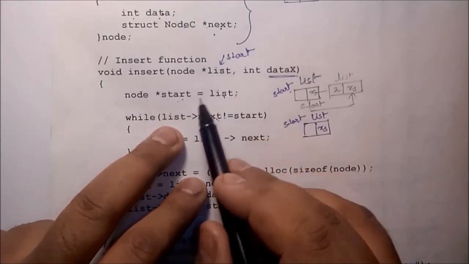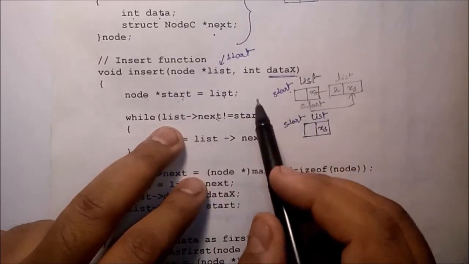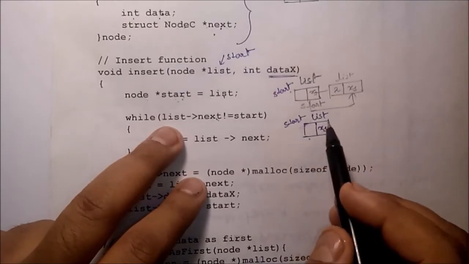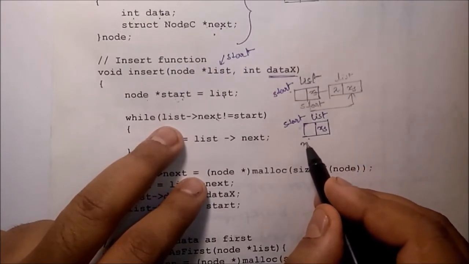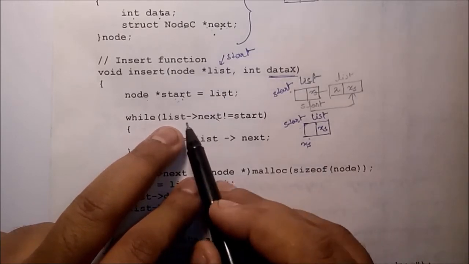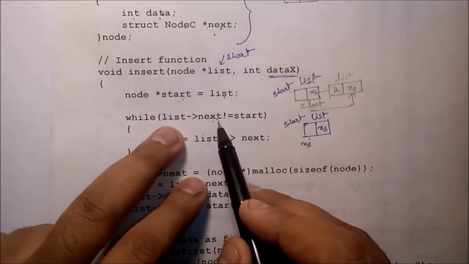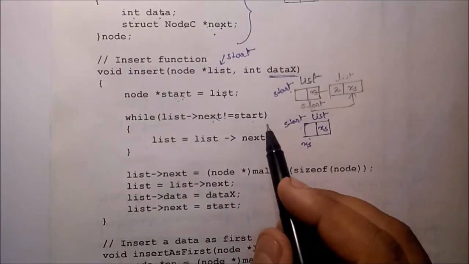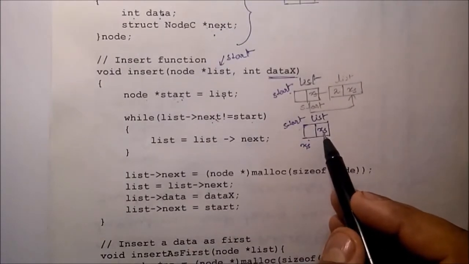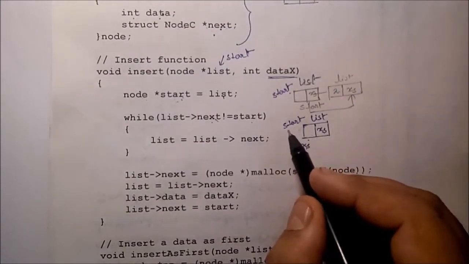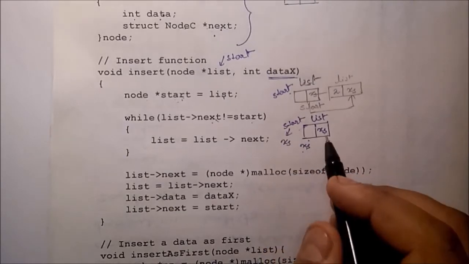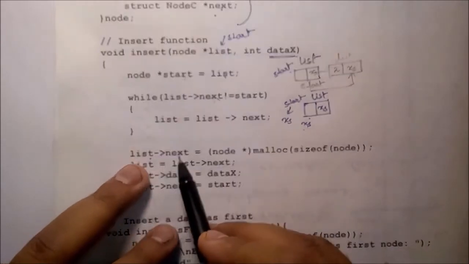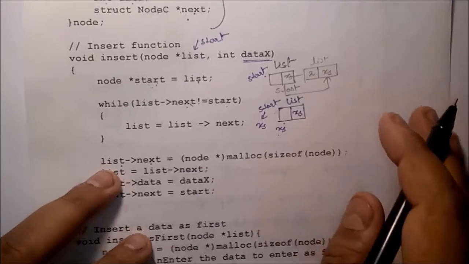In start, the first time we pass the address of the head, the address of the start node. So in start the address of the first node is there. What is the address of the first node? xs is the address of the first node. Now list next is not equal to start. The condition is false because it is start. So in start, xs is there, and xs is the starting of the first node.